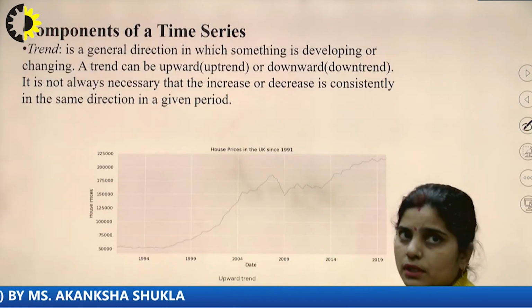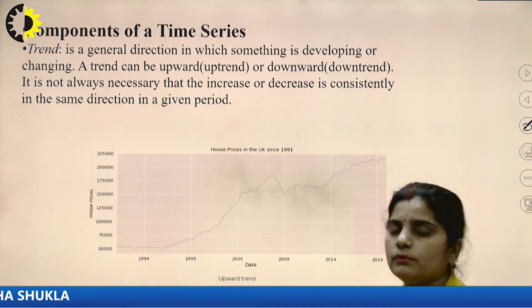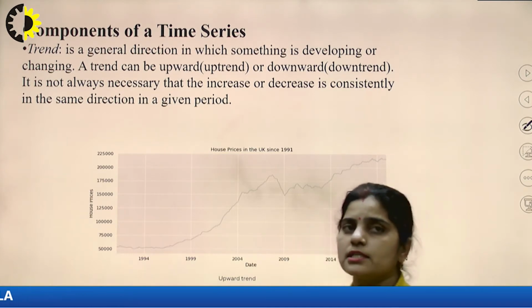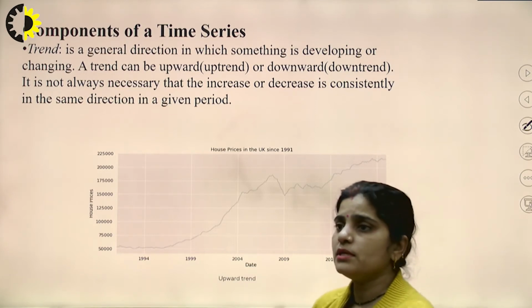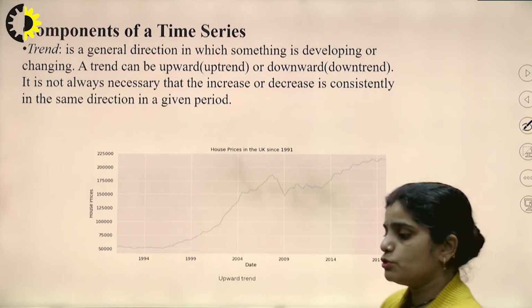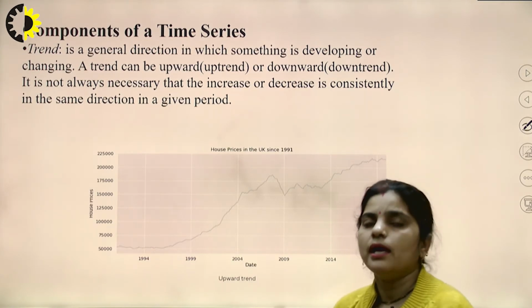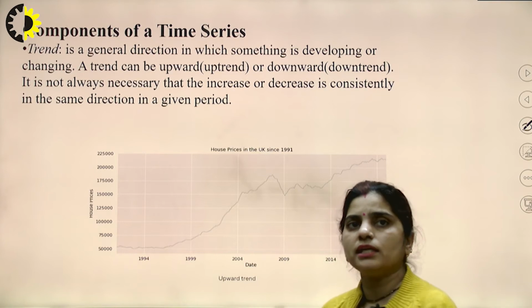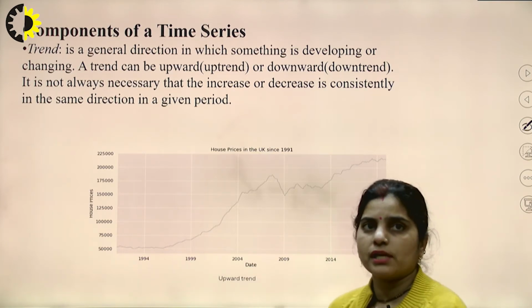Next one is what are the components of a time series data. First one is trend. Trend is, as I had discussed, a general direction in which something is developing or changing. It is a component which is used to define the frequency changes in a particular data, and it can be in both directions, upward or downward.